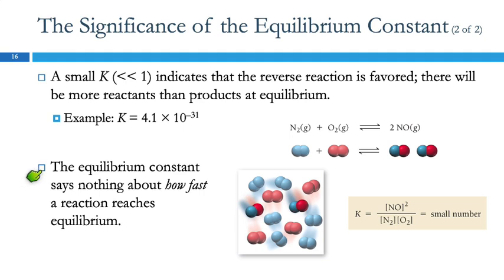Important to remember, the equilibrium constant says nothing about how fast the reaction gets to equilibrium. It could get to equilibrium within seconds, or it could take years, anywhere in between. Any questions?